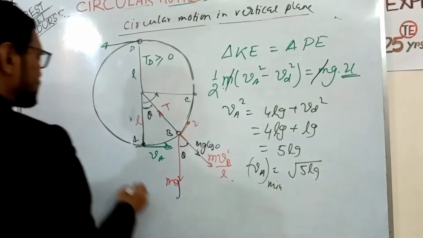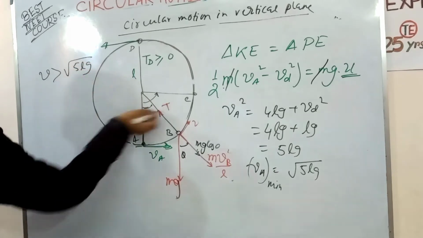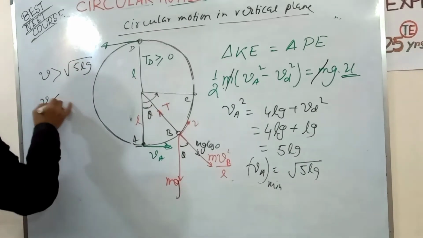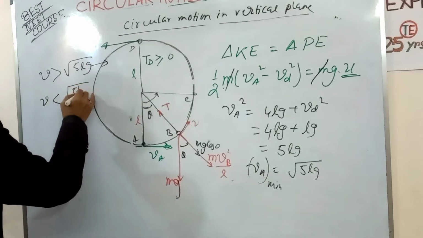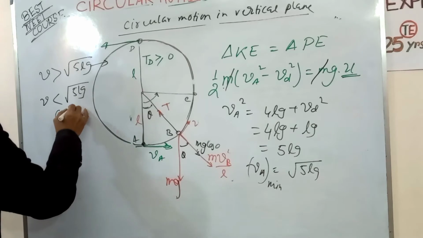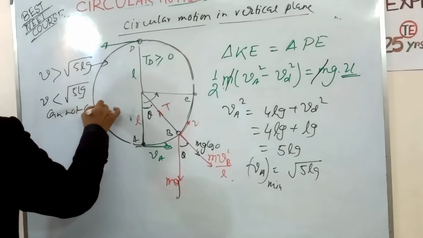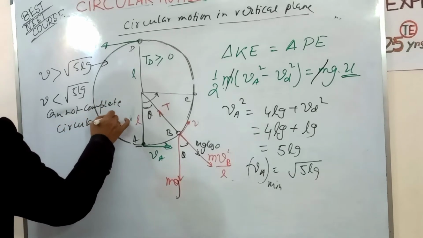If the velocity v is greater than root over 5lg, then the body can easily complete the circular motion, and if v is less than root over 5lg, the body cannot complete the circular motion.